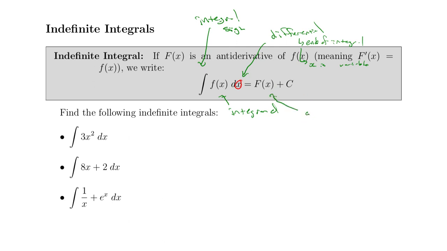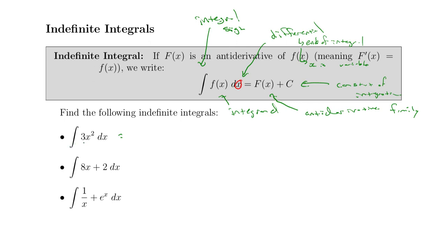Capital F of x is the antiderivative family. And we get our plus c, which we call the constant of integration. All right, that's pretty messy, but oh well. So here's our same three antiderivative problems. They're just written with this integral notation now. And this is how we could do that.